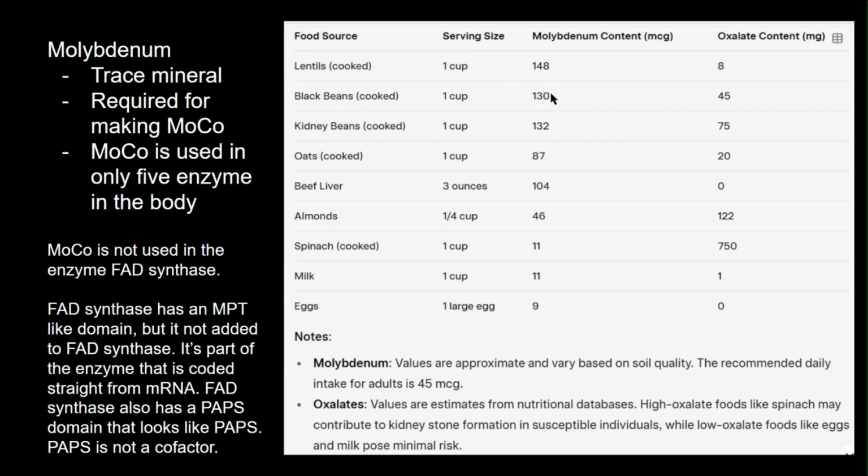What would you need to eat? Like, divided by, maybe not even half a cup, maybe a quarter cup to meet the RDA.